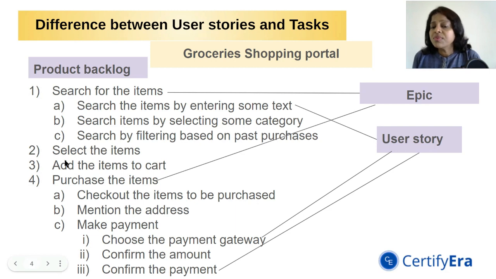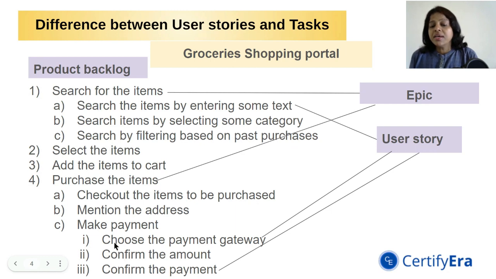These are also some of the requirements on the product backlog, but if they are understandable, estimatable, and if the team is able to develop them, then they don't have to decompose those requirements into smaller requirements. But here we can see there is a requirement, purchase the items. Purchase the items can be further broken down into smaller requirements like check out the items, specify the address and make the payment. Making the payment also can be further broken down into smaller requirements or user stories.